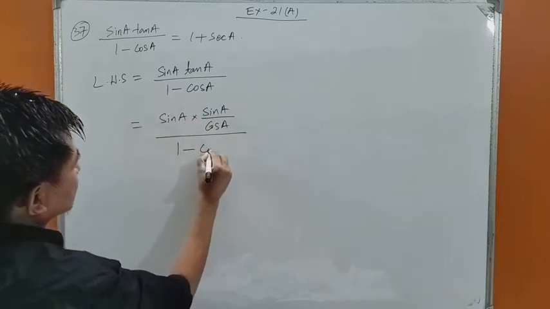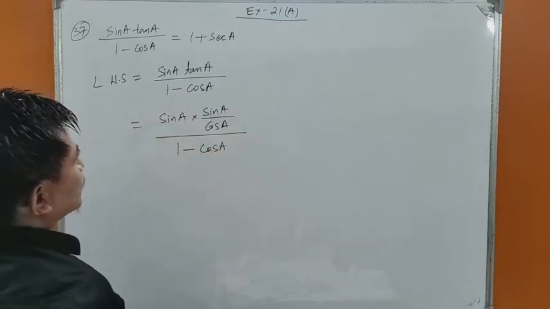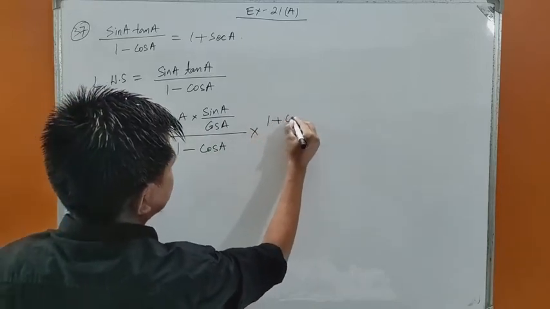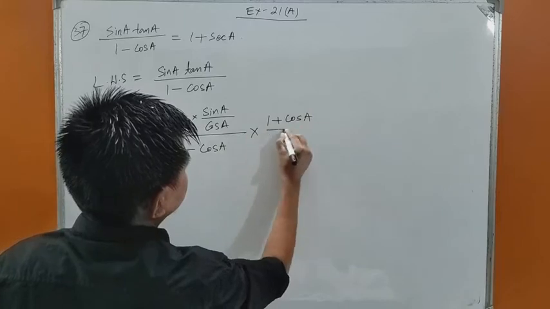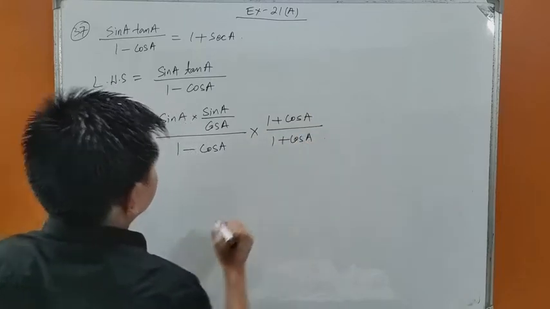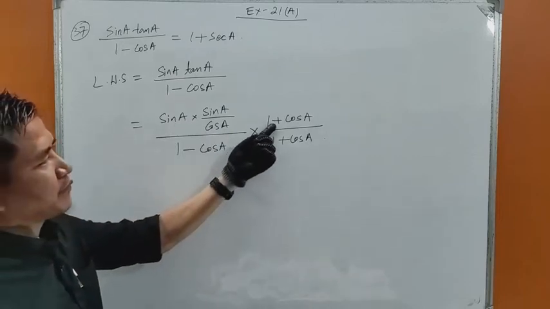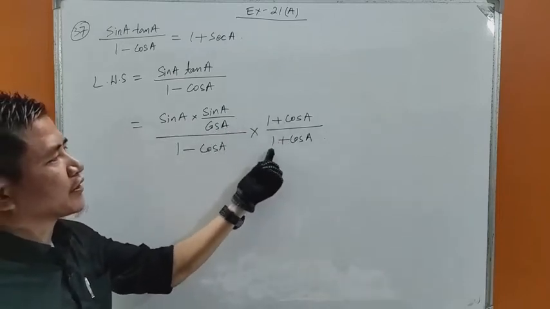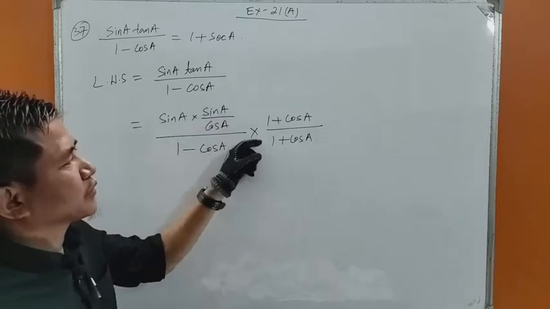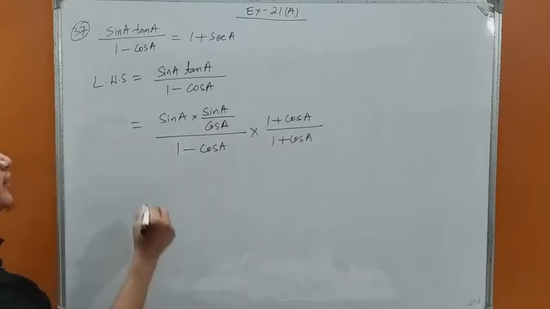So let's multiply by 1 plus cos A in the numerator and in the denominator. I am multiplying by 1 plus cos A in the numerator and 1 plus cos A in the denominator. The value of the expression does not change because this and this can be cancelled.